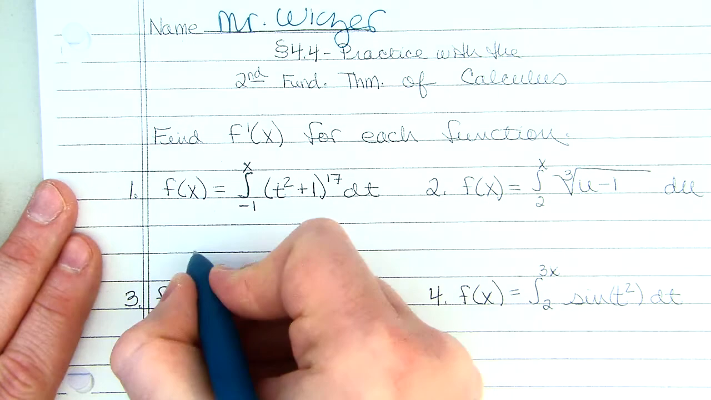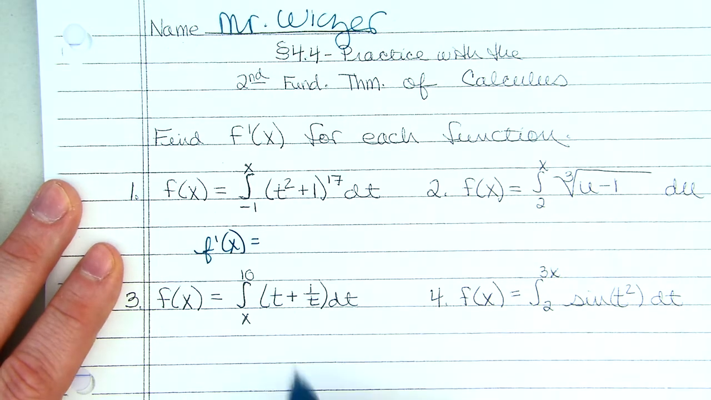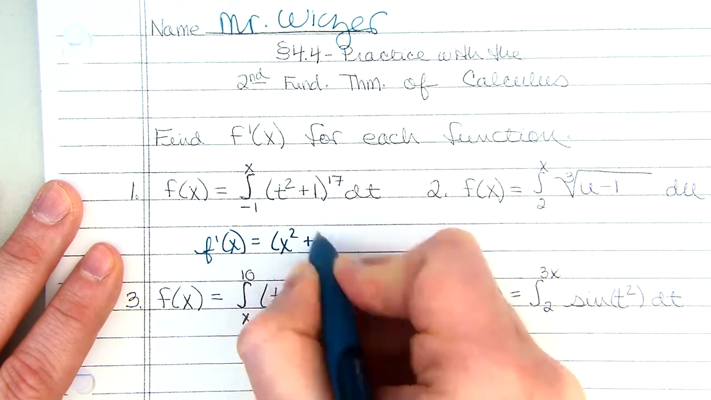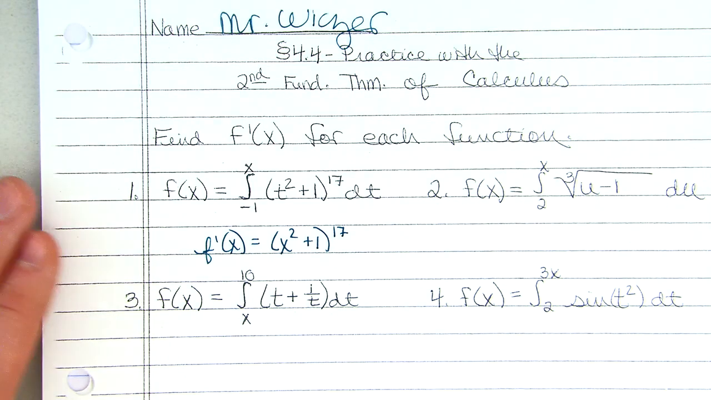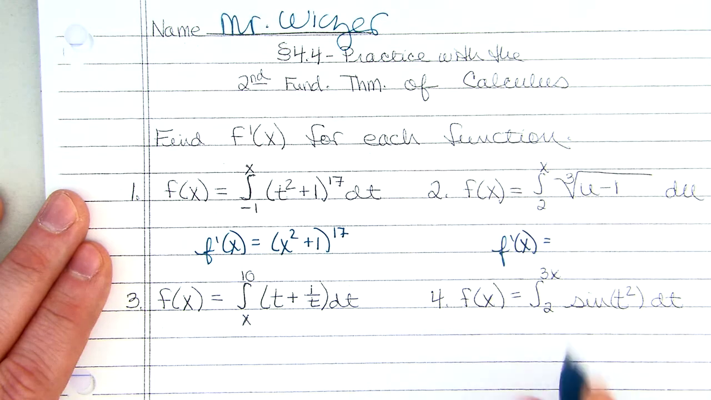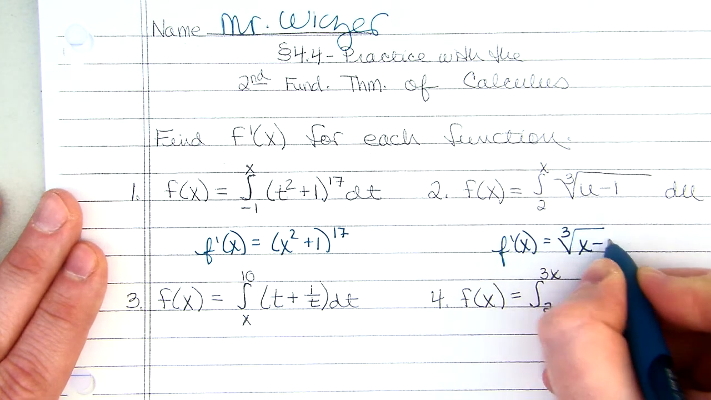Okay, I want to find the derivative of these things. First one, f prime of x equals, well, the derivative and the integral, they cancel each other out. I'm just going to plug in the x where the t was: (x squared plus 1) to the 17th. Number 2 is the same deal. Because there's just a constant on the bottom and my variable on the top, the derivative and the integral cancel. You're just going to get the cube root of x minus 1.